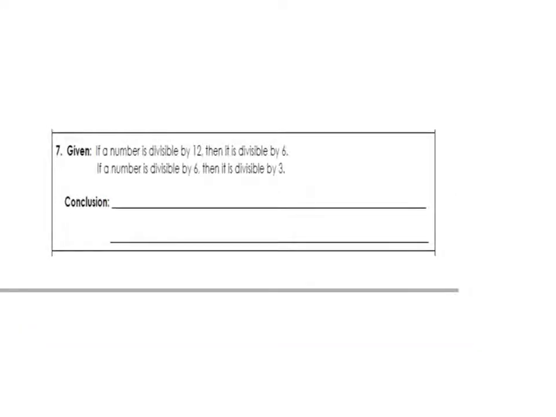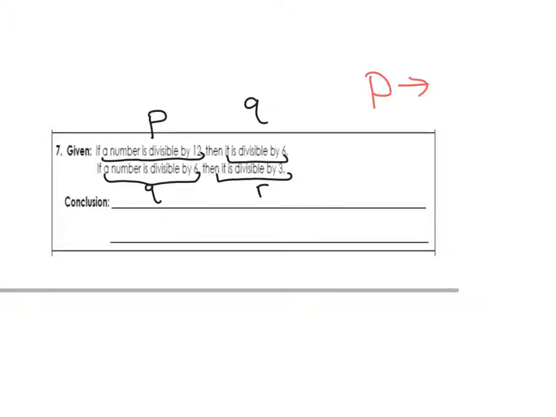All right, so here's my next statement. What I want to do is just go through and mark it up. If a number is divisible by 12, I'll give that a P. It is divisible by 6, I give it a Q. A number is divisible by 6, oh, that says the same thing. Then it is divisible by 3. Haven't seen that statement, so I'm going to give it an R. So this is P goes to Q, and Q goes to R.